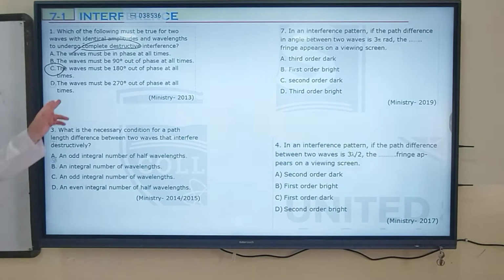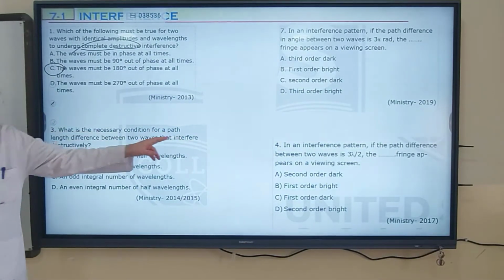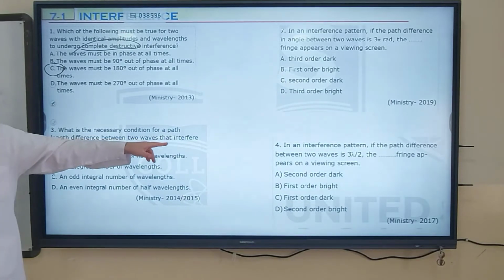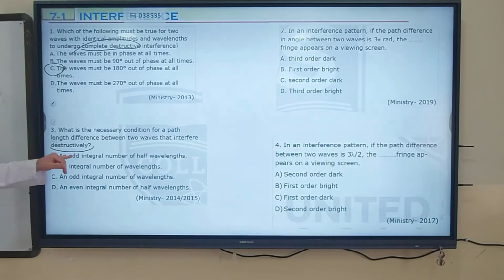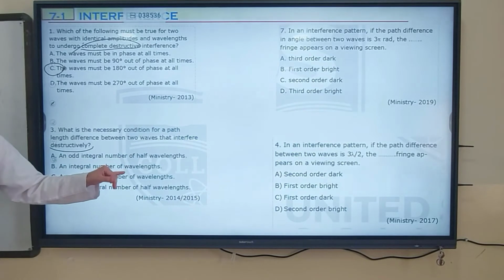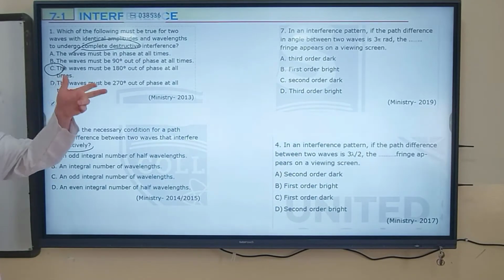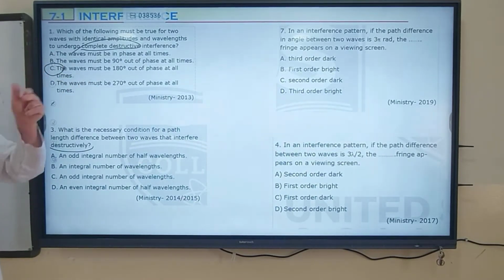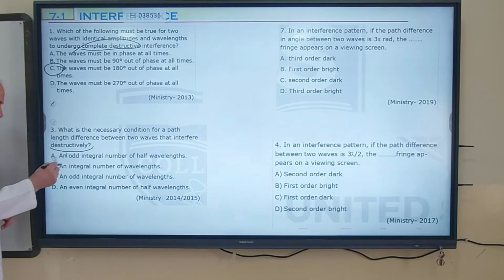Okay? Question number 3. What is the necessary condition for the path length difference between two waves that interfere destructively? A. An odd integral number of half wavelengths. This is the correct answer. Odd integral means 1 times lambda over 2, 3 times lambda over 2, 5 times lambda over 2. This is the condition for destructive interference. A is the correct answer.